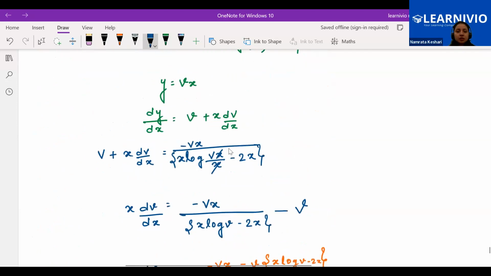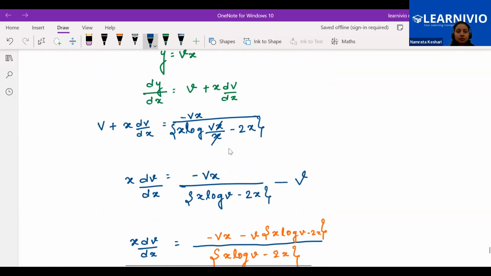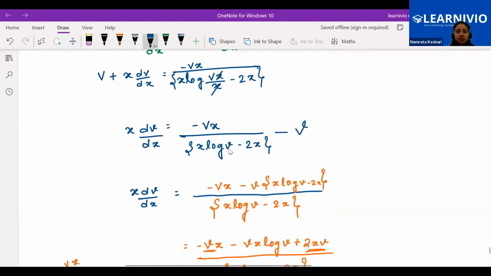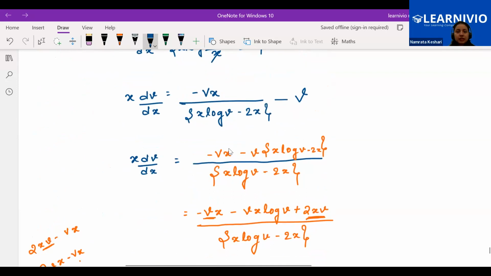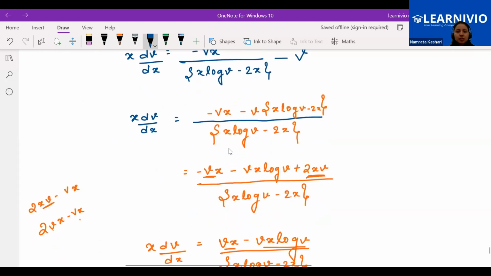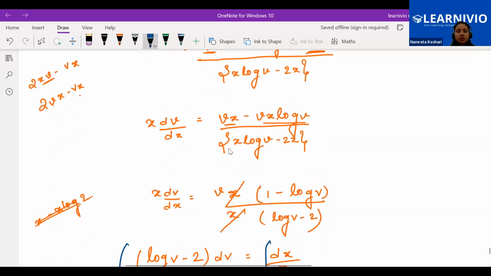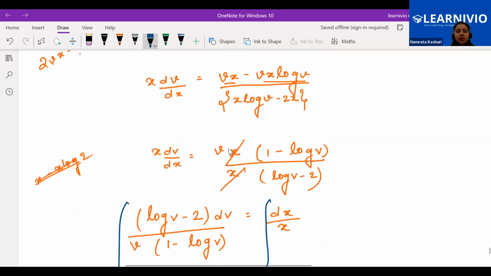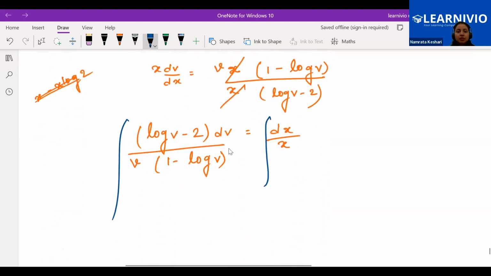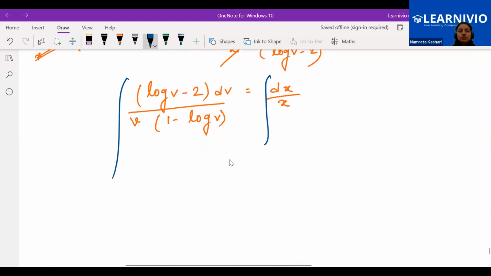So yeah, I can see all the steps are correct. We have not made any mistake. Minus vx log v minus 2x minus vx log v plus 2xv. 2xv minus vx is only vx, minus vx log v, and the denominator is as it is. We have taken x out common and we are having this integration.